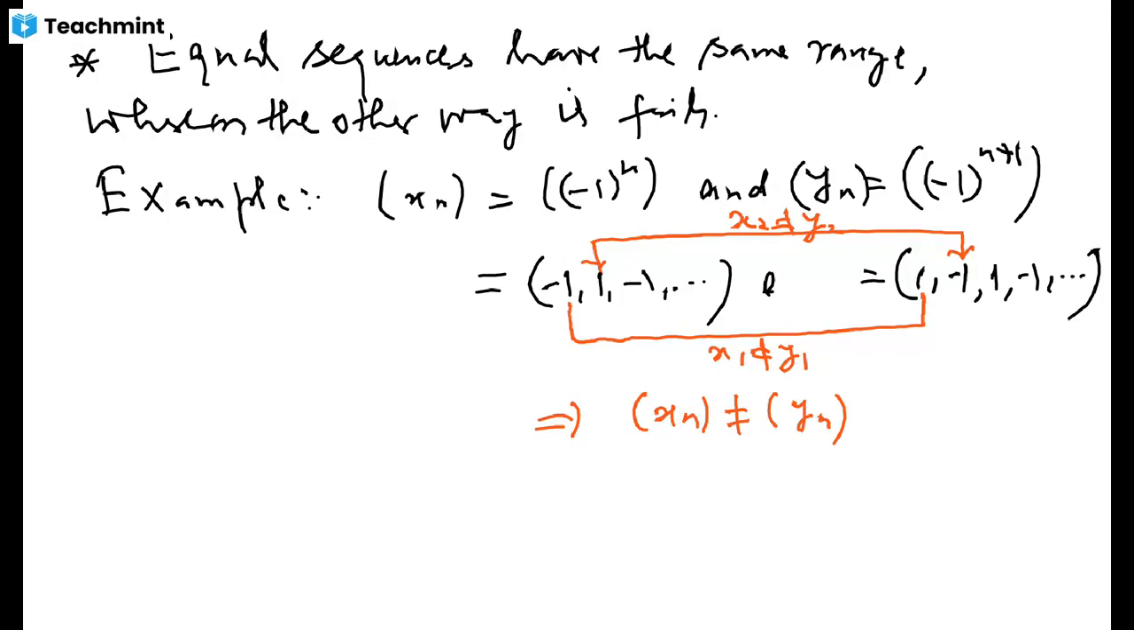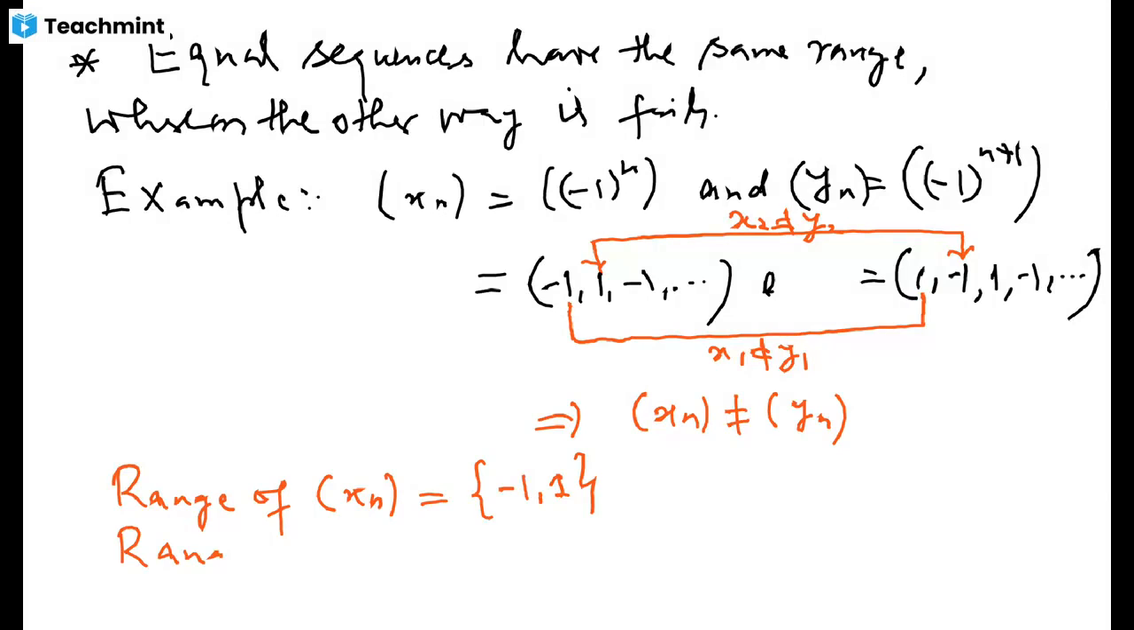But what about the range? Let us look at the range of the sequence xn. The range of the sequence has only two elements. It is either minus 1 or it is 1. And likewise, what is the range of sequence yn? The range of this sequence is also either minus 1 or 1. So the range of both the sequences is the same, but the sequences are unequal. So this example must bring clarity to you that sequences might have equal ranges without being equal sequences.